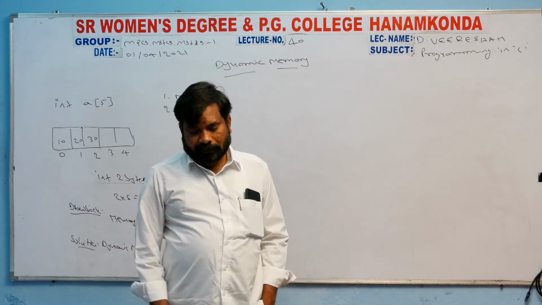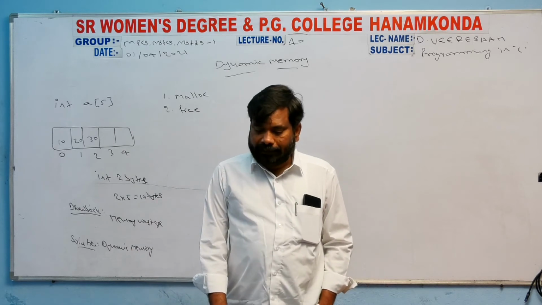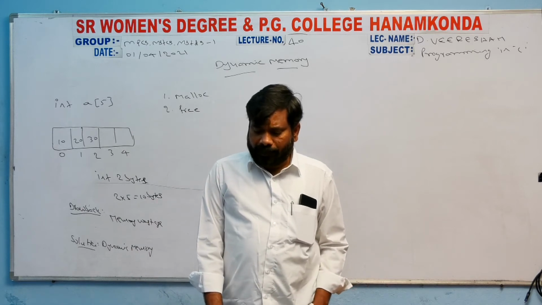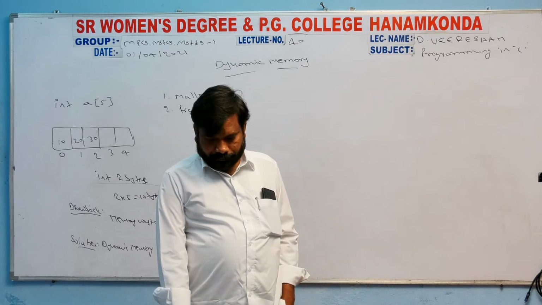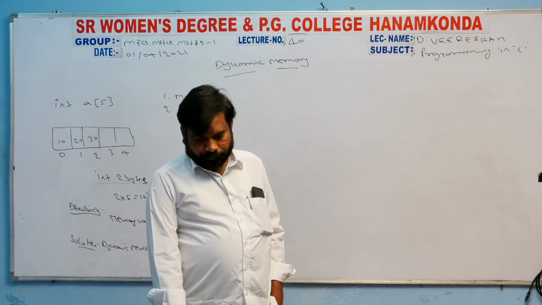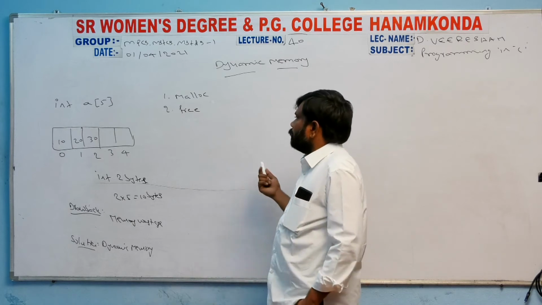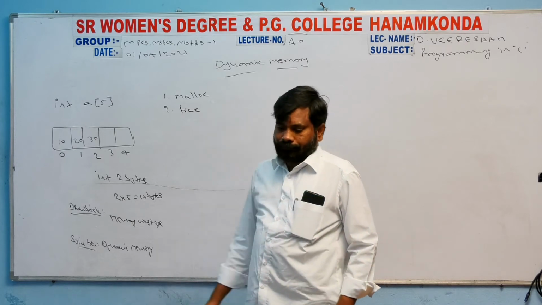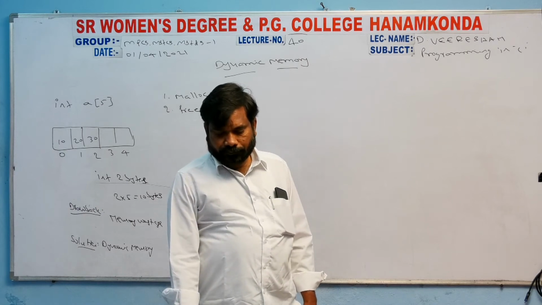So if enough memory is not available, then malloc returns a null pointer which contains 0. NULL is a macro defined in stdio.h whose value is 0. Everyone is okay? So for this you have to use the two functions. What is the simple definition that you have to remember?